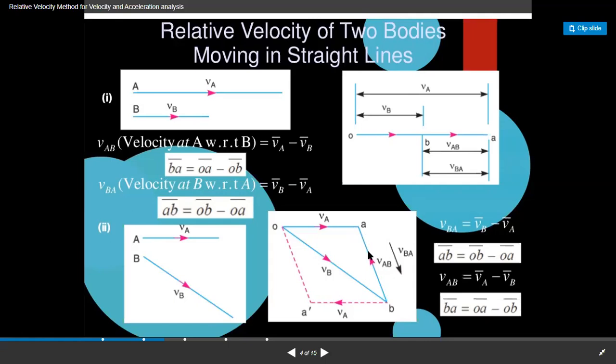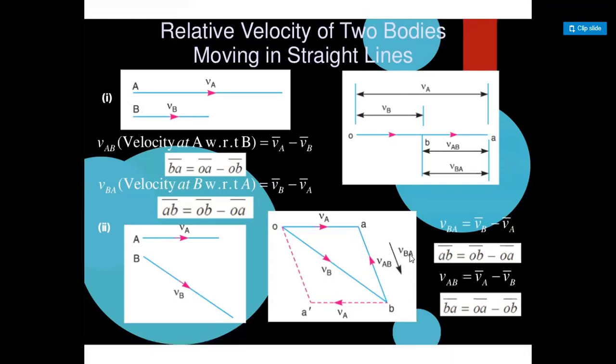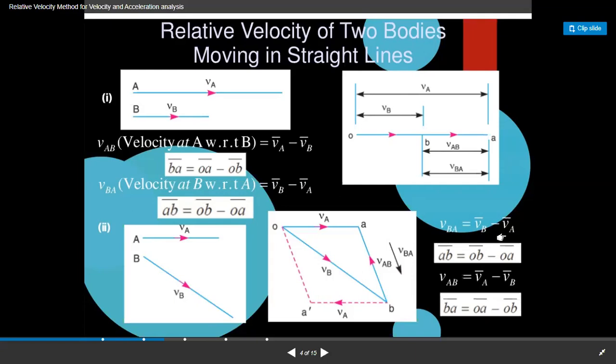If we give the direction opposite to this, like the below direction, then it will give the velocity of B with respect to A. But if we want to find only the value of the resultant velocity, then it will be the same for both, but the directions are opposite. So VBA is equal to VB minus VA, and VAB is equal to VA minus VB.